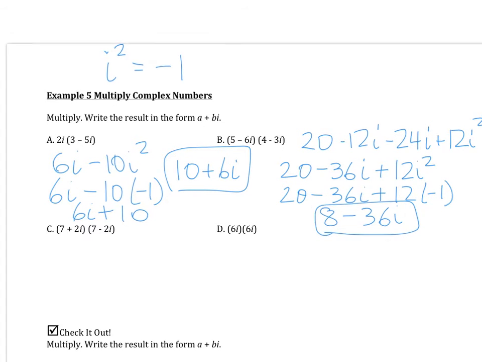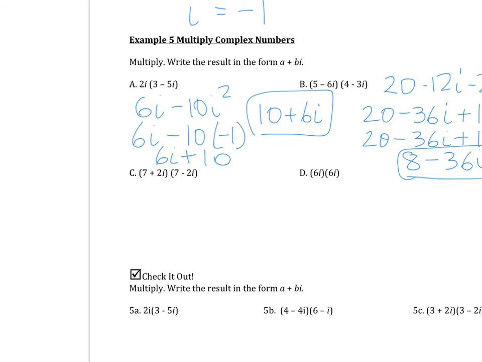All right, next example. We look at what we're multiplying here. We have 7 plus 2i and 7 minus 2i. They are conjugates. But we're just going to go ahead and multiply them using FOIL. And you'll see that when you multiply two conjugates, it's like multiplying a difference of two squares. Center terms go away.